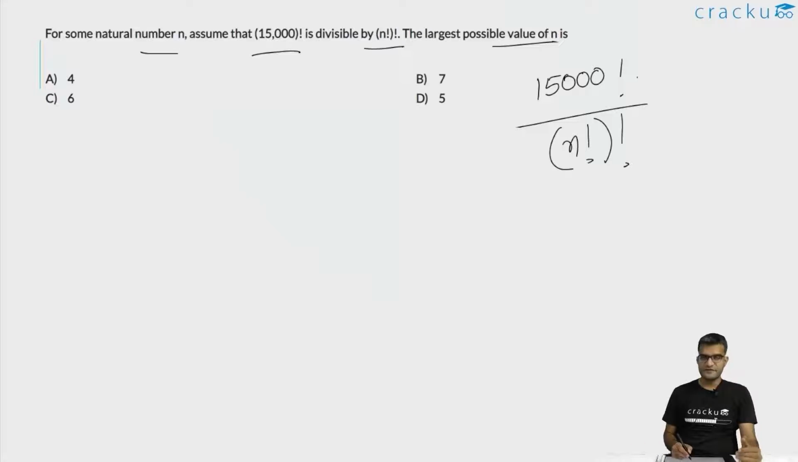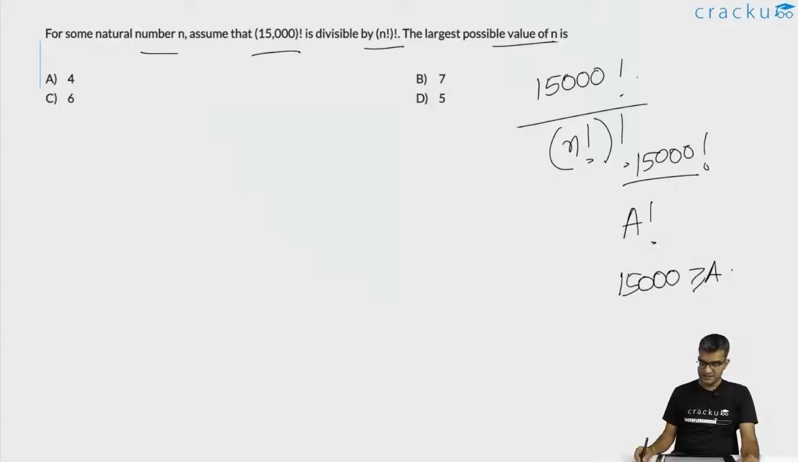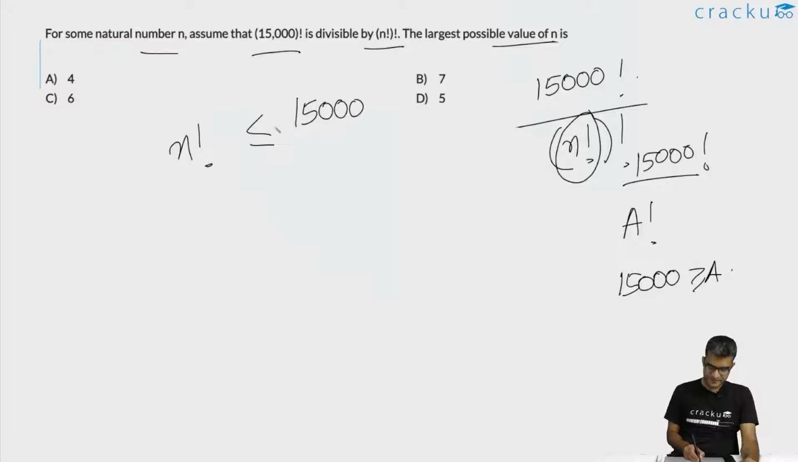Now, if you are told that 15,000 factorial is divisible by a number a factorial, we are just replacing n factorial with a. It would imply necessarily that 15,000 is greater than or equal to a. In this particular case, because we are looking at n factorial factorial, we want n factorial to be less than or equal to 15,000. What is the largest possible value of n for which this is true?